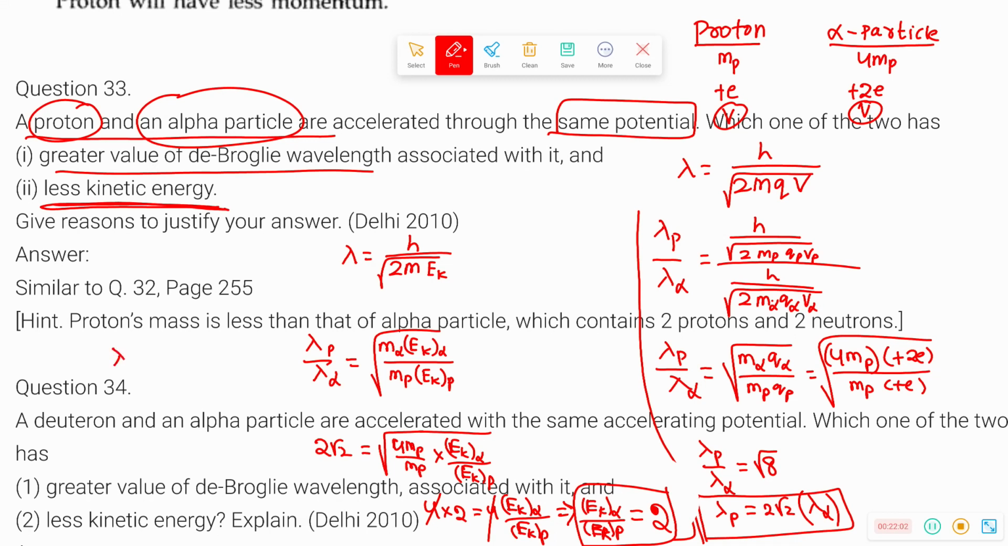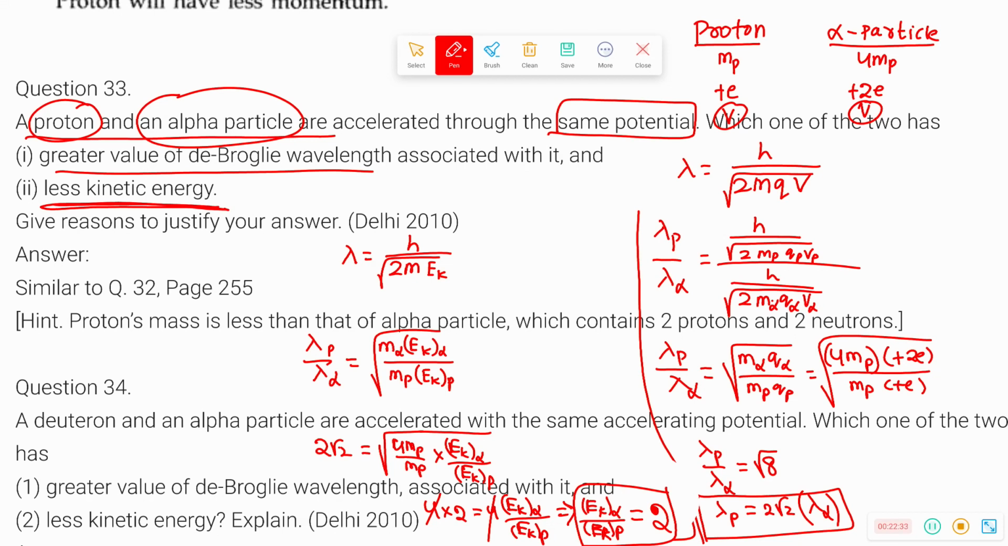You can tell, sir, lambda is h by root 2m, inversely proportional to 1 by root EK. I can do that. But mass is there. From the number I can get proper clarity. So do a little more for 3 mark questions, I am telling. For 1 mark, 2 mark questions you can tell normally. So here what is happening? Now your proton is having less kinetic energy.